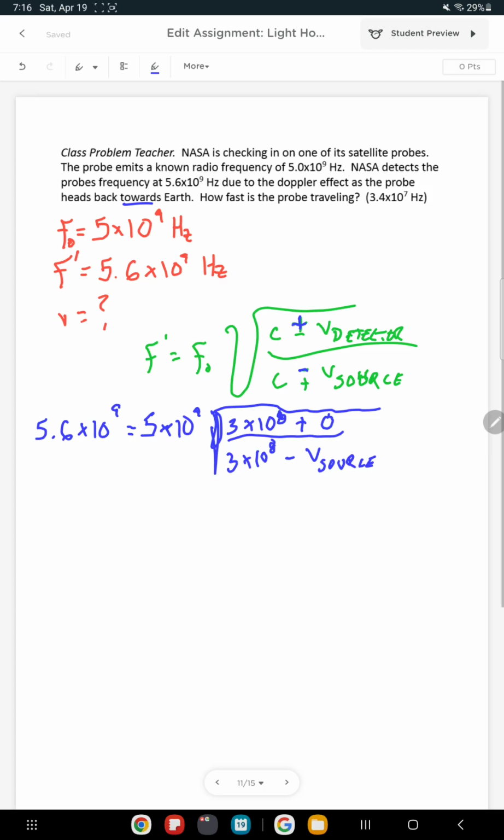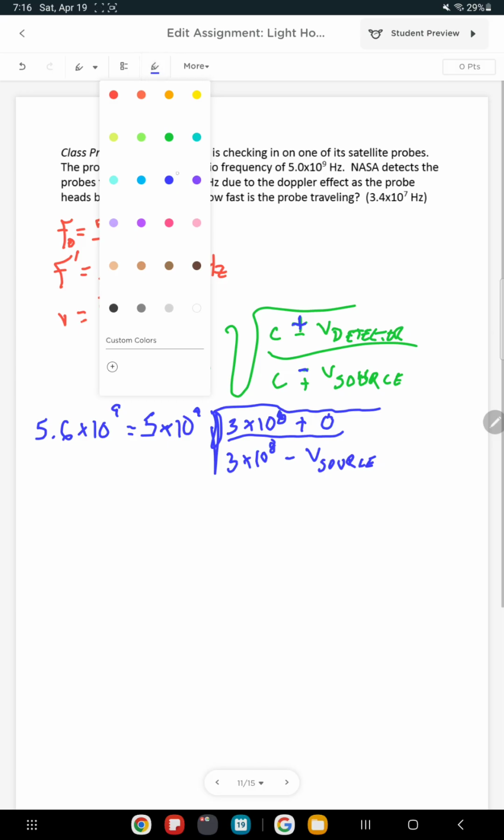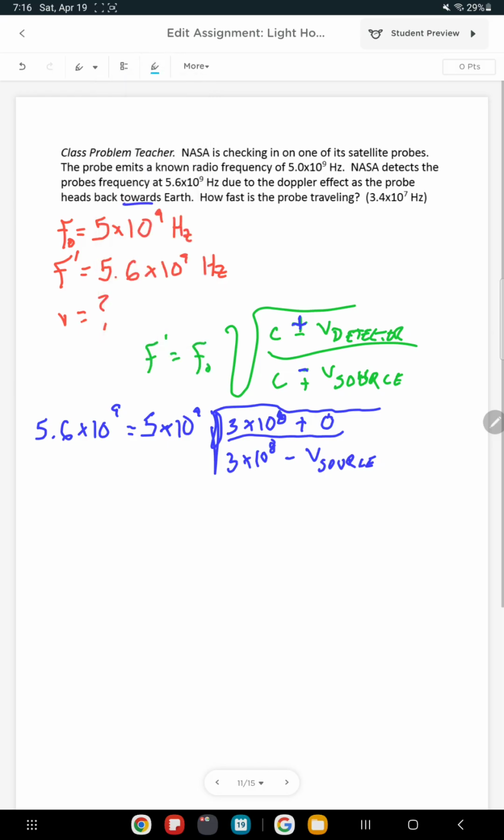I'm going to pause here and do a little math, and we'll talk. What I'm doing in this lighter shade of blue, you don't have to write out for me. You're going to take both sides and divide. Before we do anything under this square root, because we need to get the velocity of the source by itself, we've got to get rid of this 5 times 10 to the ninth. We divide both sides by 5 times 10 to the ninth, and then to get rid of the square root, we square it.